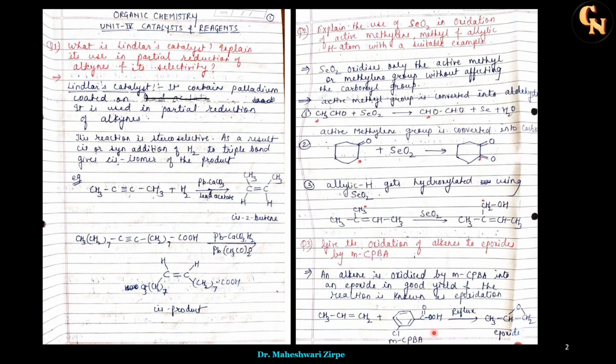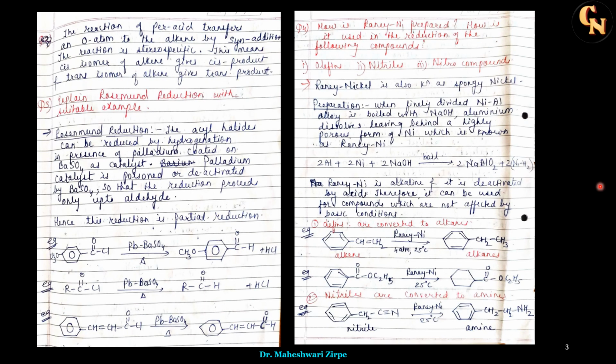So this extra oxygen is used like in hydrogen peroxide. It is also used for oxidation. Similarly, MCPBA is also used as an oxidizing agent, and the double bond is converted into an epoxide group, an epoxide ring. So here the double bond breaks down and you will get an epoxide.